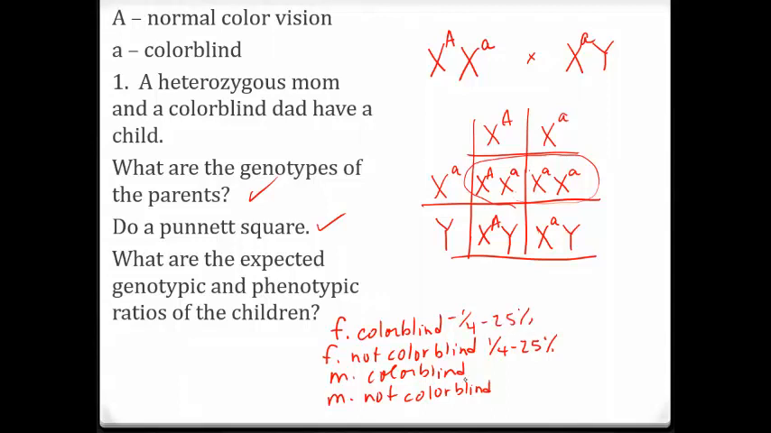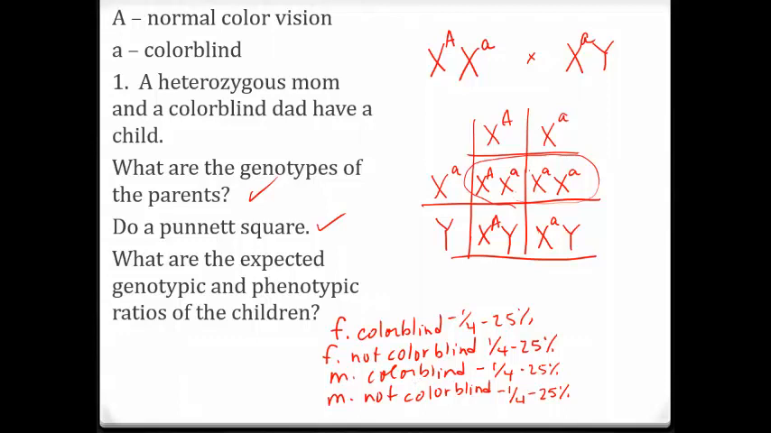When it comes to the males, we have these bottom 2 boxes because they each have an X and a Y. We have one with a capital A, so they have normal vision, and one with a little a, so they have colorblindness. So in this case, you could have 4 children, and every child would be different. You could have a female with and a female without, male with and male without.